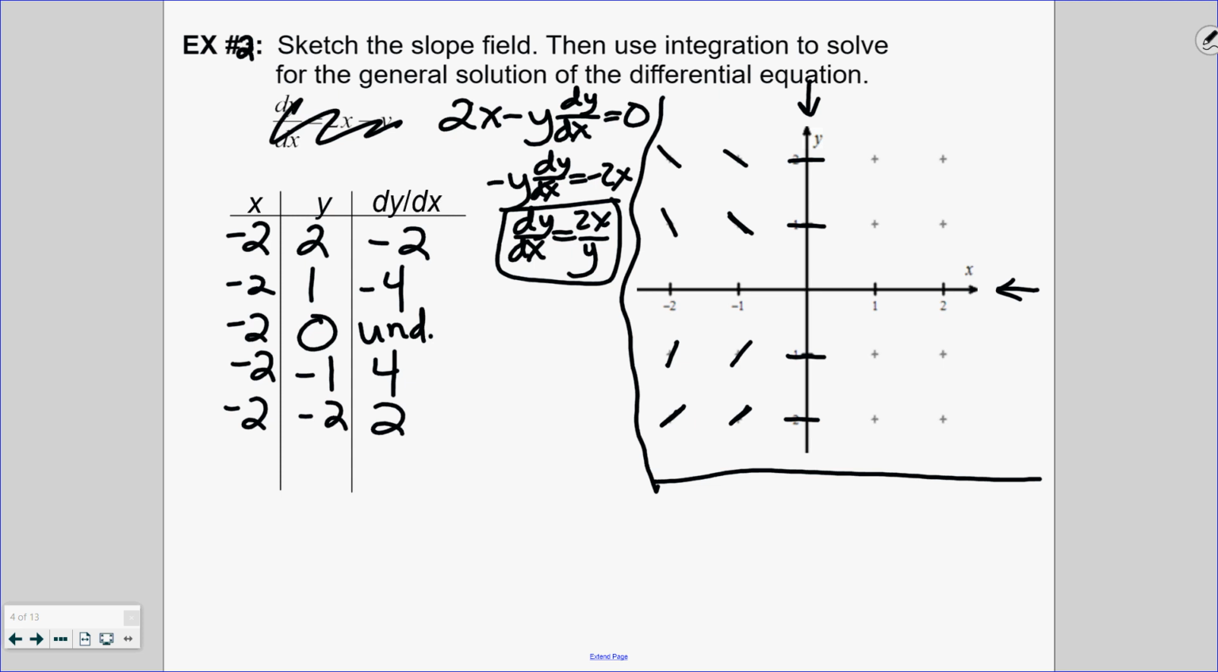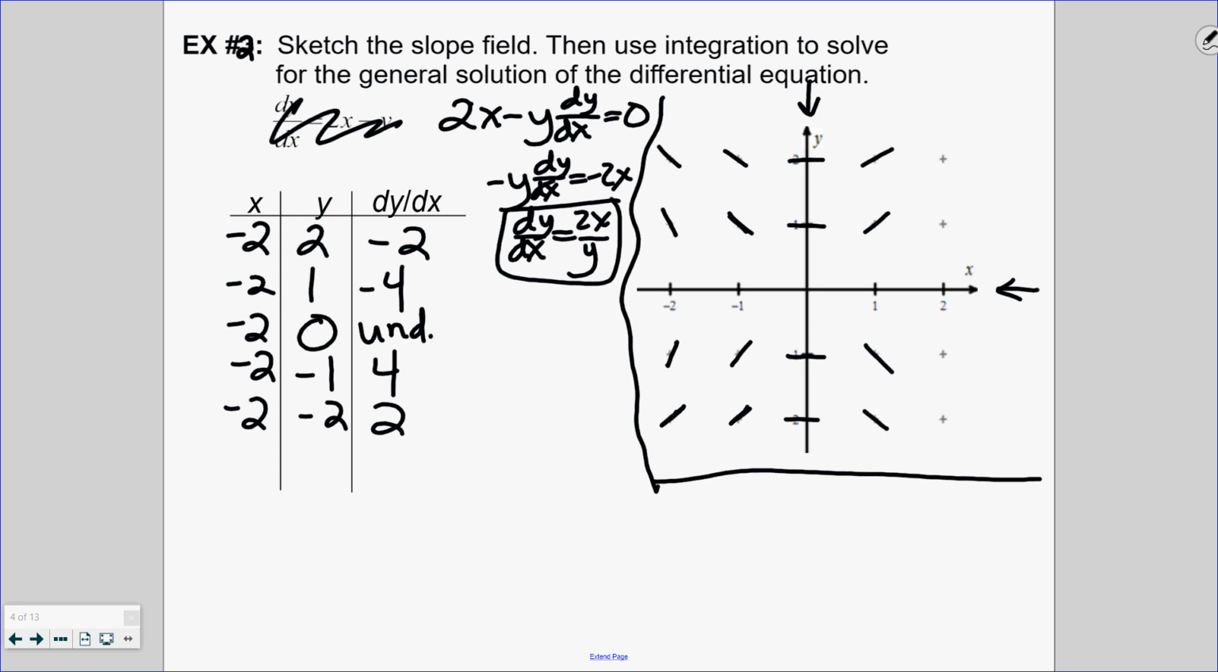Then if we start plugging in some more things, we could get the rest of the graph. I'm just going to go ahead and do these really quickly. So if we do 1, 2, we would get 2 over 2, which is 1. So we want to slant right exactly like 45 degrees. If we do 1, 1, you're going to get 2 over 1, which is 2, so a little bit steeper. Again, nothing at 0. Then if we do 1, negative 1, you're going to have 2 over negative 1, which is negative 2. And then 1, negative 2 is going to be 2 over negative 2, which is negative 1.